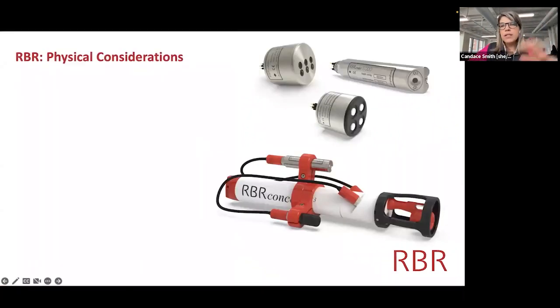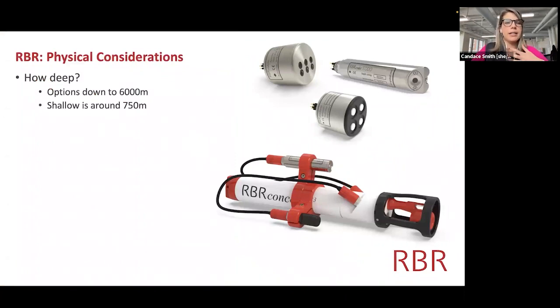Okay, so the physical considerations that I talked about earlier, like the depth. We have CTD options down to 6,000 meters. Our shallow version is around 750. So this is, say, our shallow CTD here. I say shallow in quotes because for some people, shallow is 20 meters or 50 meters, or the shelf break.